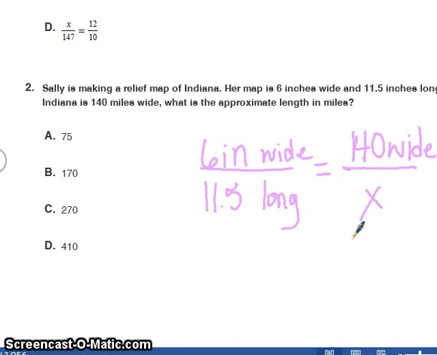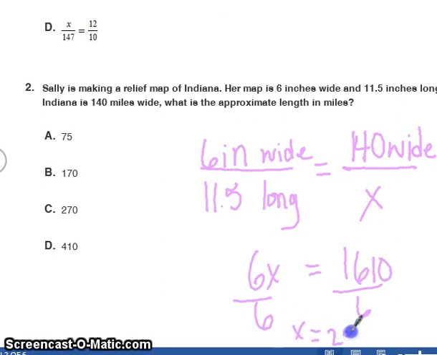So you're going to multiply 11.5 times 140. And that is 1610. We got 6x there, divide by 6, divide by 6. X is 268.3 repeating. And I think for that one, I would choose C.